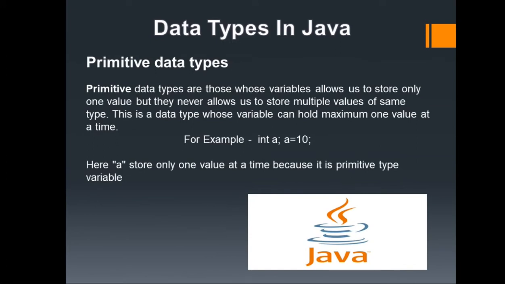Now let's discuss the first one, primitive data type. Primitive data types are those whose variables allow us to store only one value, but they never allow us to store multiple values of the same type. This is a data type whose variable can hold a maximum of one value at a time. For example, int a = 10. Here, a stores only one value at a time because it is a primitive type variable.